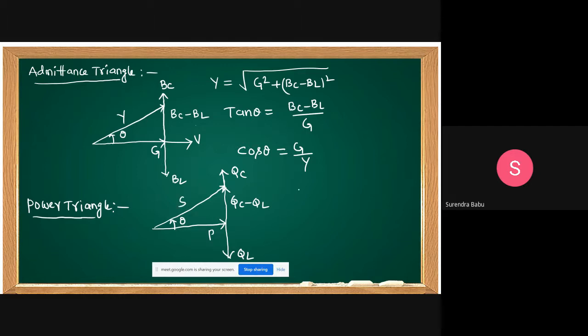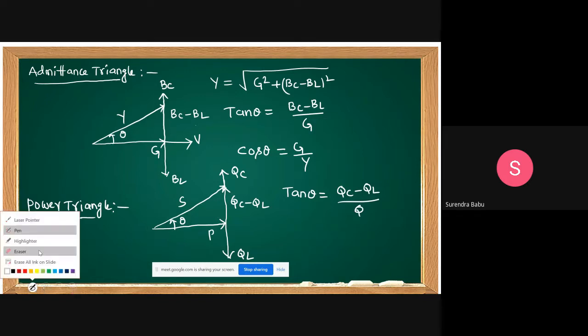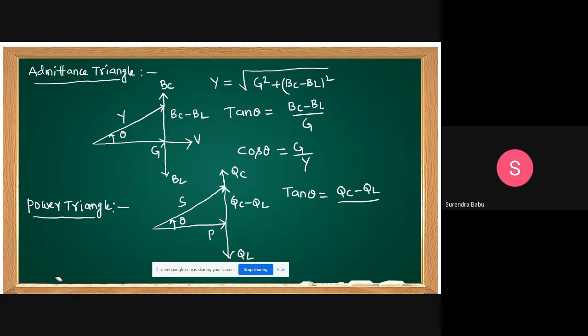Clear? What is tan theta? QC minus QL by P. What is the cos theta? P by S, adjacent by hypotenuse. This is P.